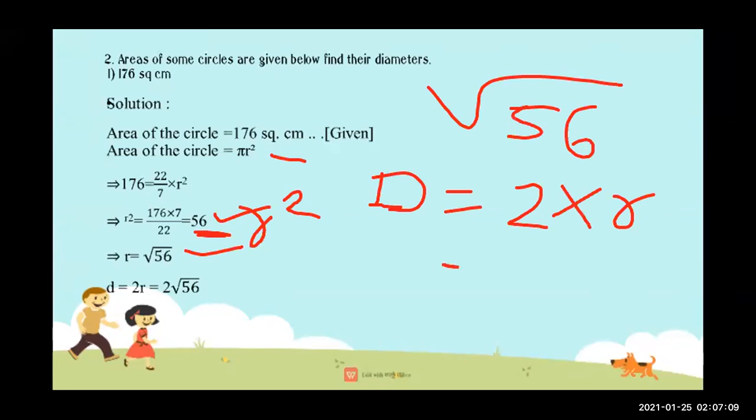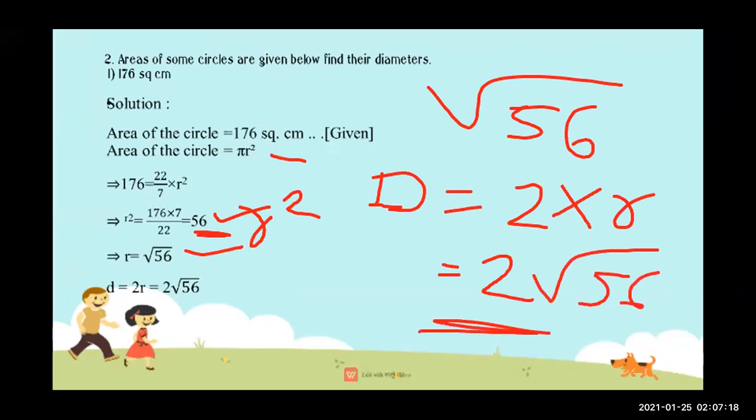Now 2 is as it is. Radius, we have got as square root of 56. So our final answer, what is the diameter? So our final answer is 2 square root of 56.